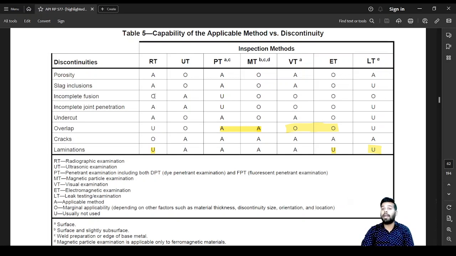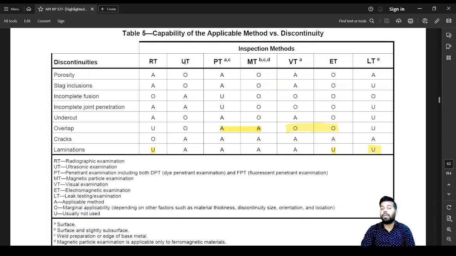But lack of interpass fusion would be really difficult to detect, because the interpreter might get confused whether what he is looking at is a lack of interpass fusion, a longitudinal crack or something else. Okay. Incomplete penetration, obviously RT can be one of the better choices for this. Undercut, RT can show you better. Overlap cannot be seen by RT. Crack, marginally applicable. If you have good orientation of the crack, it can be detected, but if it's not a good orientation, the crack would not be detected. Lamination again cannot be detected by radiography.